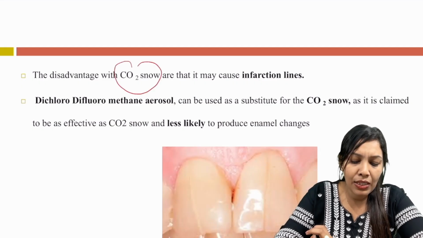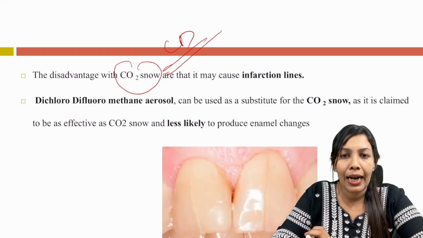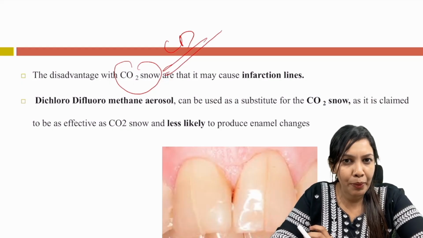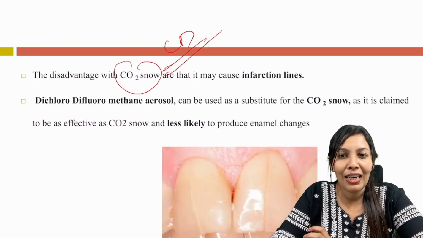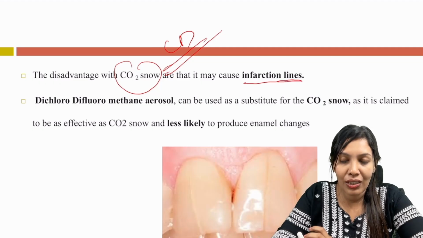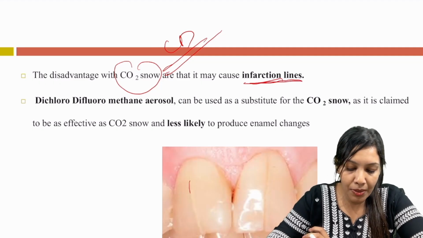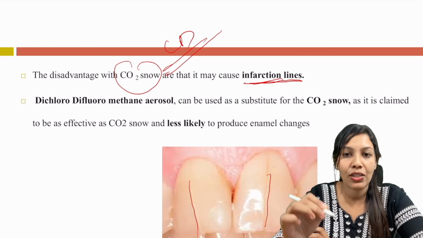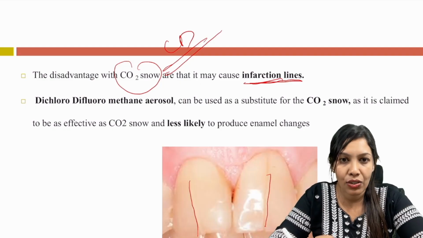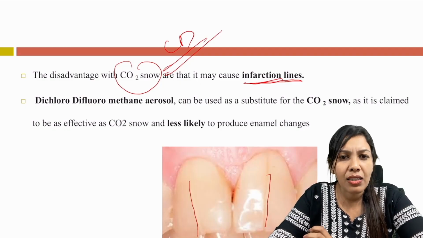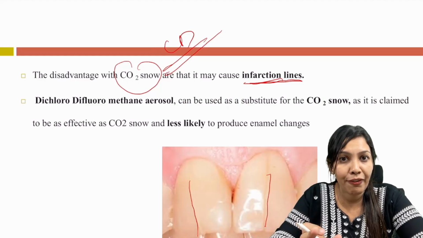So there might be some disadvantages when we use such pulpal diagnostic methods. Carbon dioxide snow, CD, dry ice. So what will be the temperature? Hope you memorized it. It is minus 78, right? It can cause infraction lines. You can see in this tooth there will be small lines created called infraction lines. This is one of the disadvantages of carbon dioxide snow, and that is why nowadays we are using difluoromethane, that is minus 50 degrees centigrade, minus 50 degree, half. So this is being used nowadays.